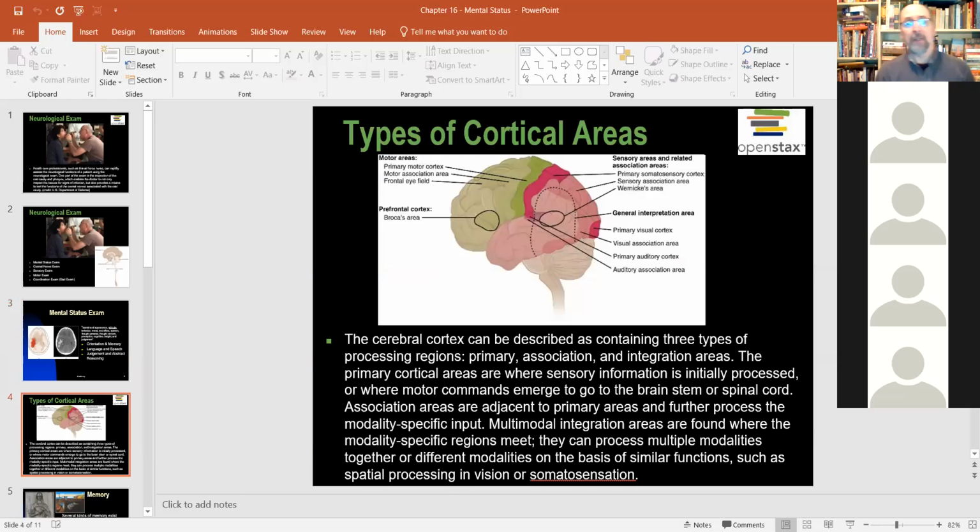Okay, so again, with the mental status exam and all the neurological exam, it's important to have a good idea of what areas are processing what functions. And so particularly this mental status exam, we're talking about the cerebral cortex. We're talking about primary regions for the control of specific functions, like the primary motor region or the primary somatosensory region.